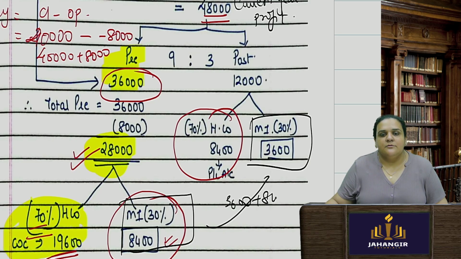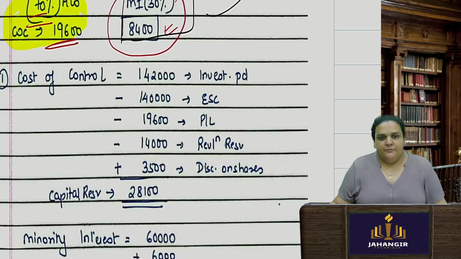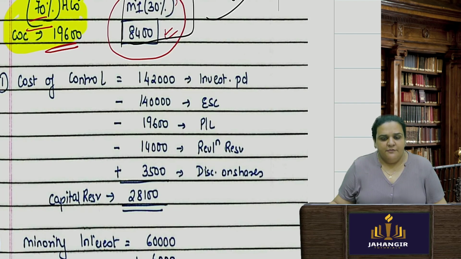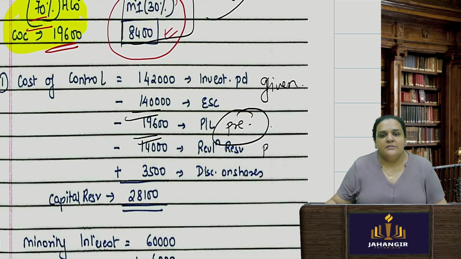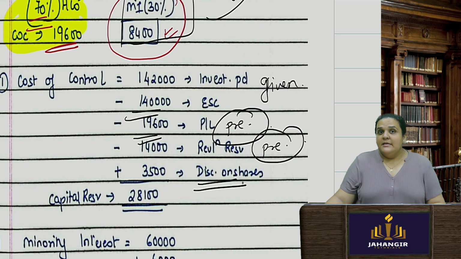3600 plus 8400 will be total minority interest share, pre-acquisition profit, post-acquisition profit. So cost of control, again same thing, cost of investment paid, this is given. Equity share capital, share we did at 70%. PNL, pre-PNL. Revaluation reserve is also pre, we have done the working note. And discount on issue of shares, that has to be debited.